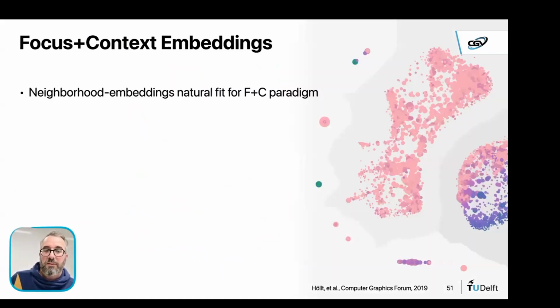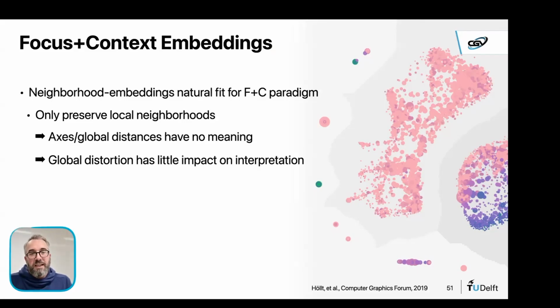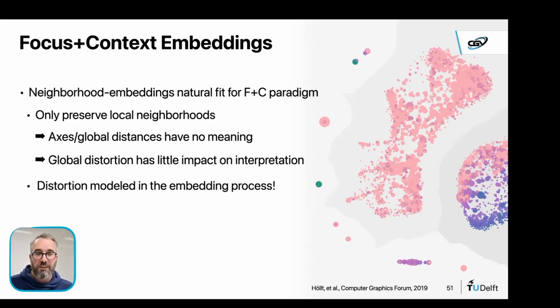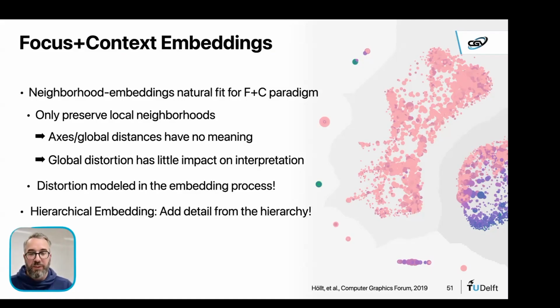So this kind of focus plus context approach fits really nicely to these embeddings, because in the embeddings we only preserve local distances anyways. So it doesn't really matter if we sort of distort these axes, the global distances, right? And that has very little impact on the interpretation of the actual clusters that we see. And by modeling this distortion directly in the embedding process, we get this very nice combination of different levels of detail that we can add from the hierarchy.